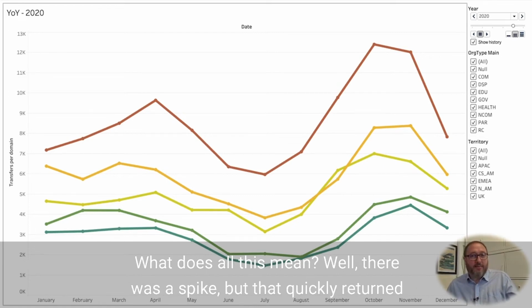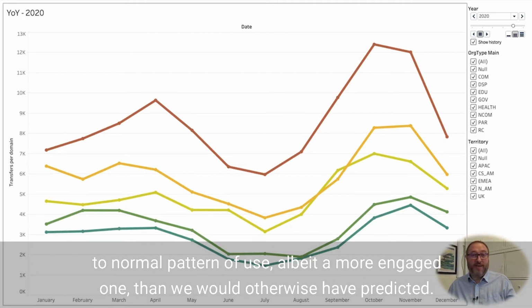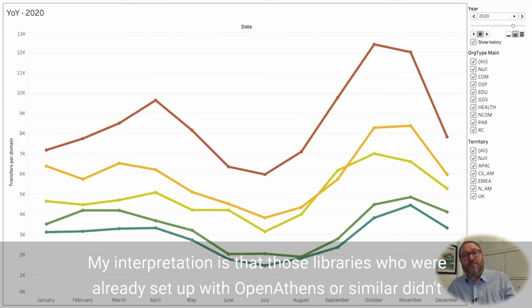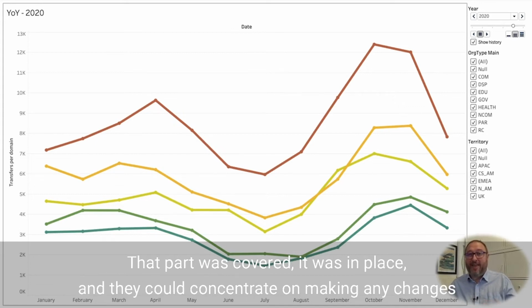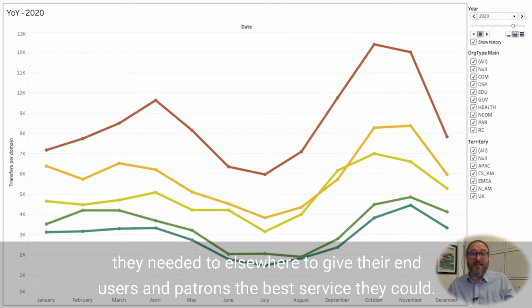What does all this mean? Well, there was a spike, but that quickly returned to a normal pattern of use, albeit a more engaged one than we would otherwise have predicted. My interpretation is that those libraries who were already set up with OpenAthens or similar didn't have to worry about suddenly needing remote access. That part was covered, it was in place, and they could concentrate on making any changes they needed to elsewhere to give their end users and patrons the best service they could.